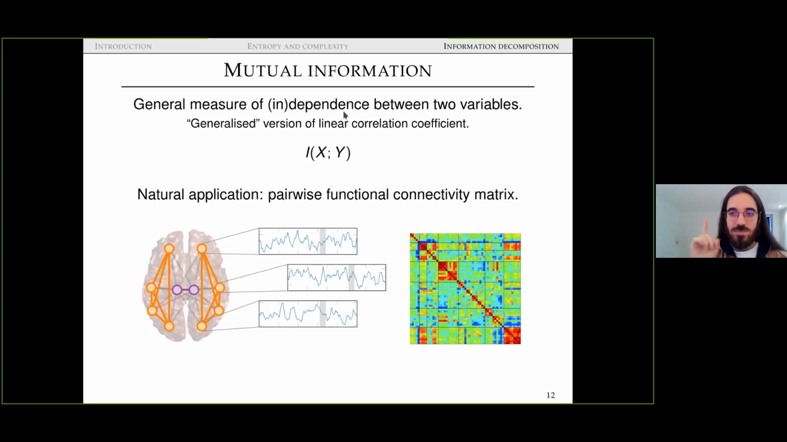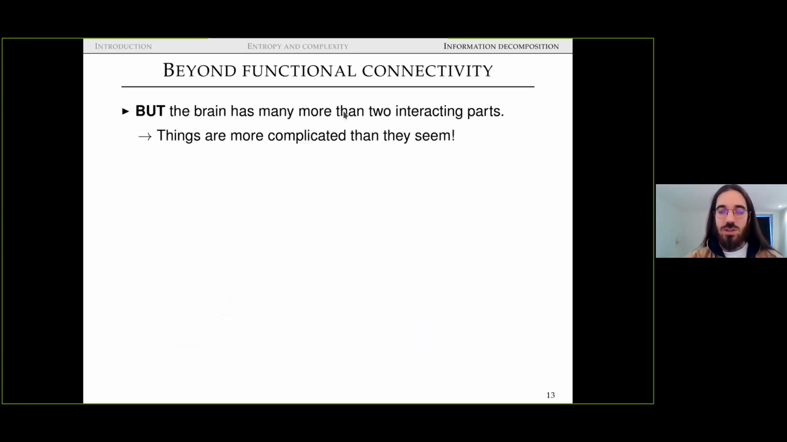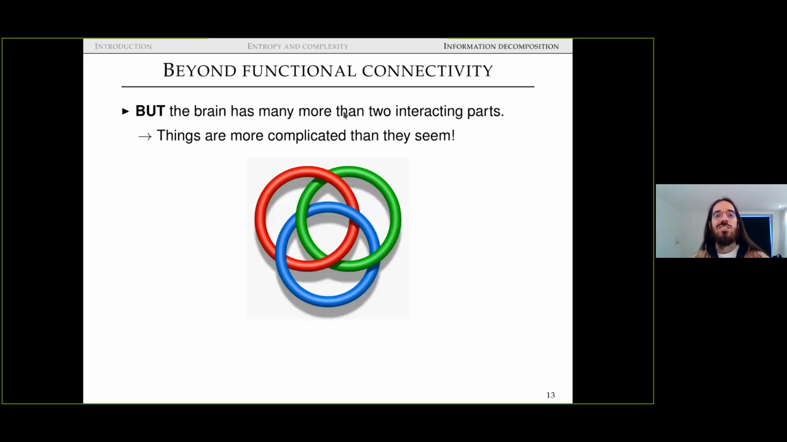However, there's an issue, which is that the brain is actually a lot more than just two interacting parts, and things are a lot more complicated than they seem at first. As a toy example, let me show you this tiny system of three rings. These are called the Borromean rings. They're very interesting because if you try to visualize how this looks if you remove, say, the red ring from this system, you will see that actually the blue and the green are decoupled. And this applies to any of them.